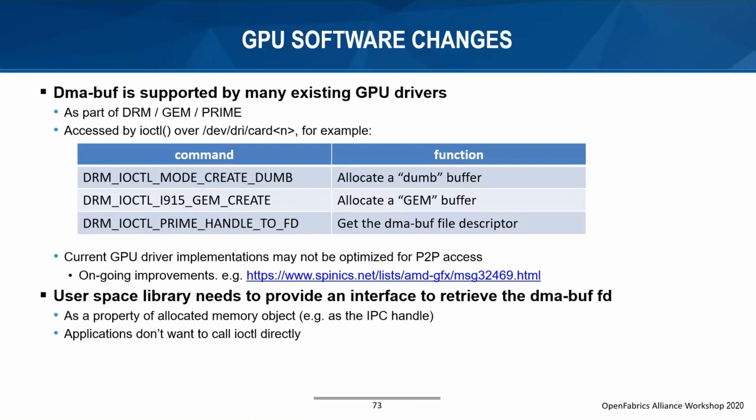For the user space library, it has to provide an interface to get a DMA-BUF file descriptor. So it should be a property of the memory being allocated. For example, it can be part of the IPC handle. Applications are going to use that user space library to do the memory allocation. So this is not a general malloc, and the user space library also doesn't want to call the I/O control directly. Next slide, please.